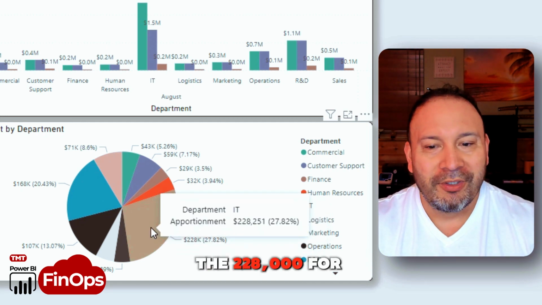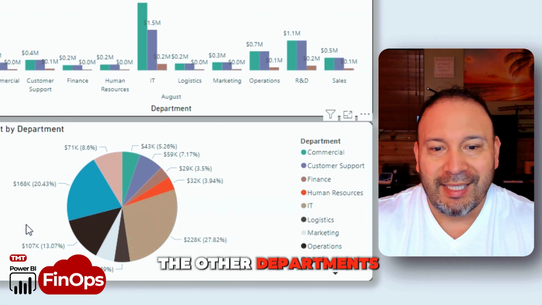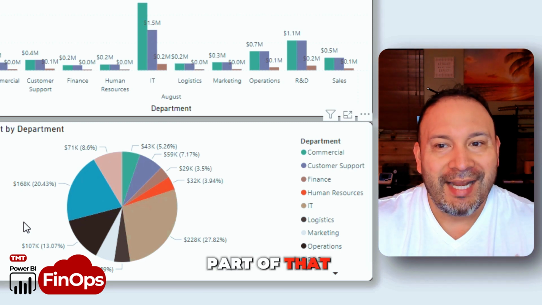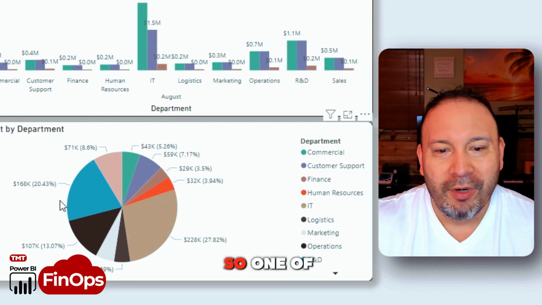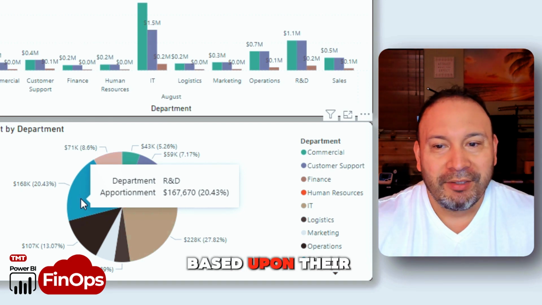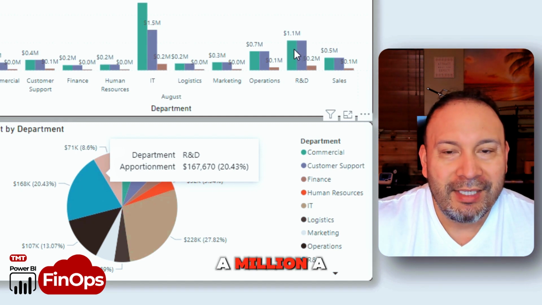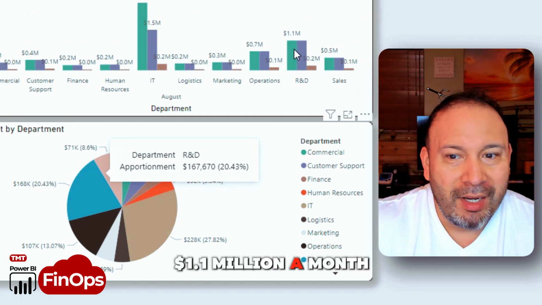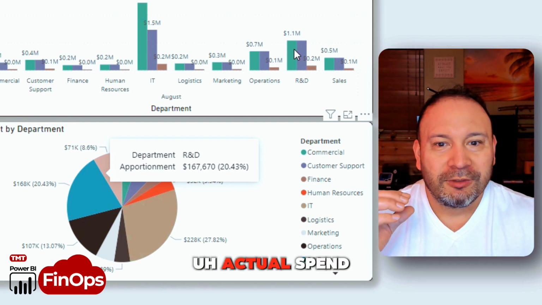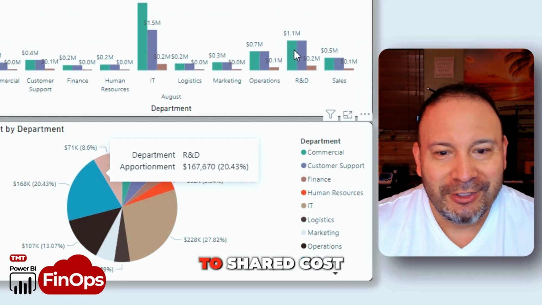As we could see, the $228,000 for IT, but now we could see some of the other departments that actually have their apportionment taking part of that $973,000. So one of the biggest ones that we see here is the R&D department. Based upon their spend, and we can see in the upper hand here that they're spending $1.1 million a month. So because they have a larger actual spend, they're getting a larger piece of the pie when it comes to shared costs.